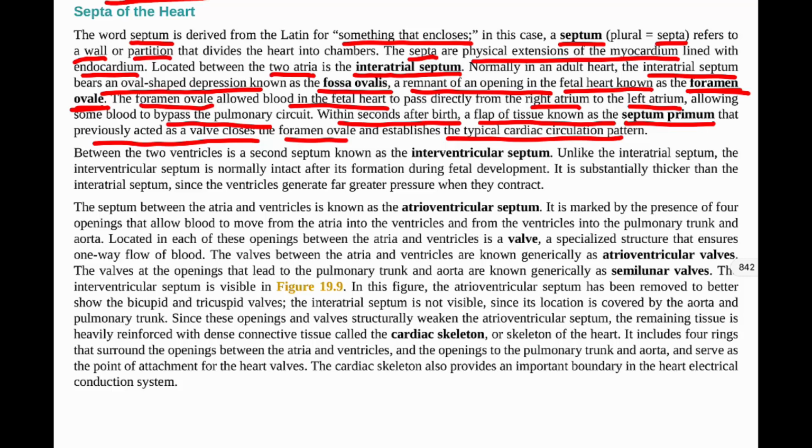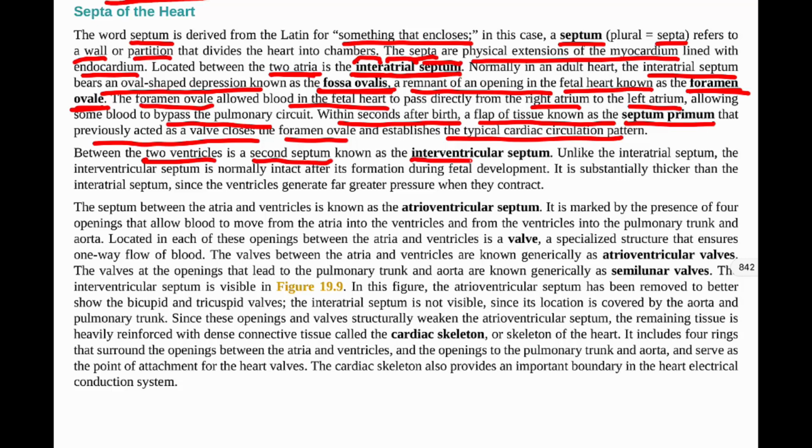It's an oval-shaped fossa, fossa meaning an indent. So then located between the two atria, we have the interatrial septum. So inter, between, atrial, the atria, and then septum, wall. So in between the atria, wall. Then between our two ventricles is a second septum known as the interventricular septum. Same naming here, inter, between, and then ventricles and wall. So the wall in between the two ventricles, interventricular septum.